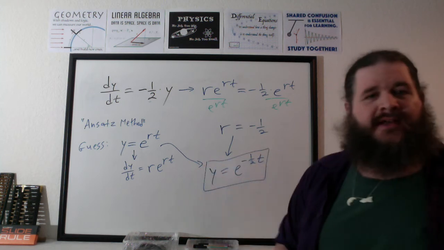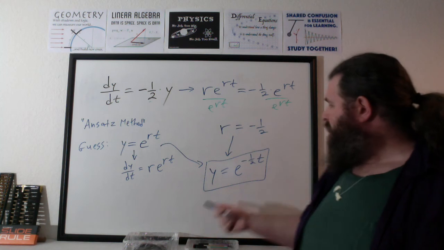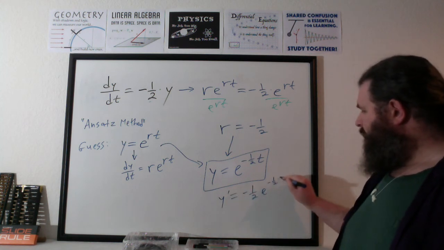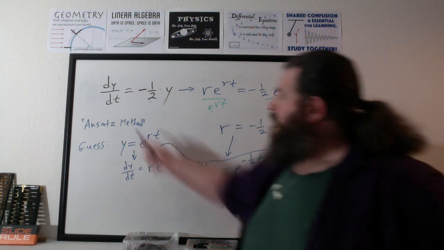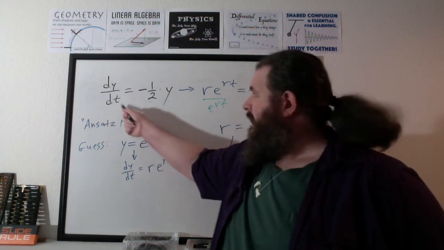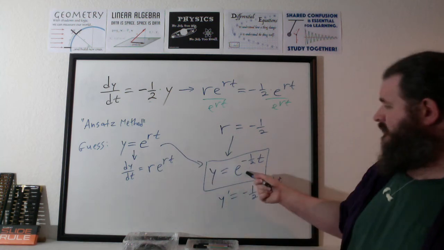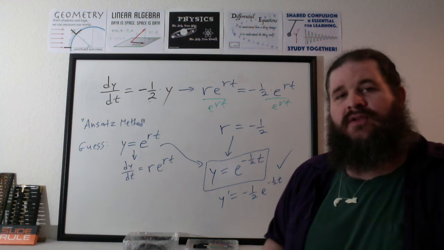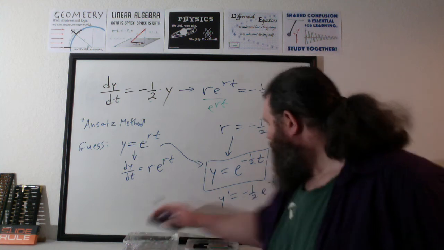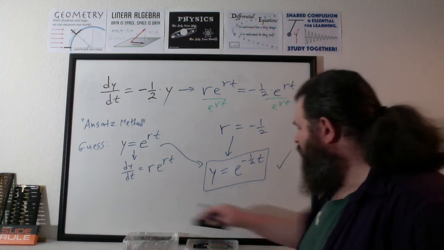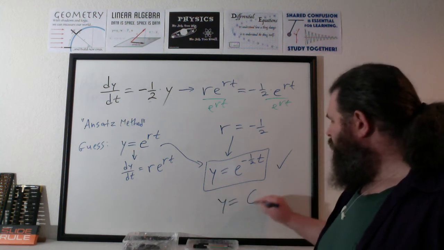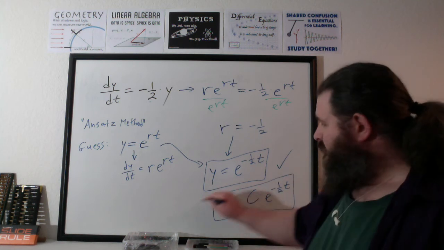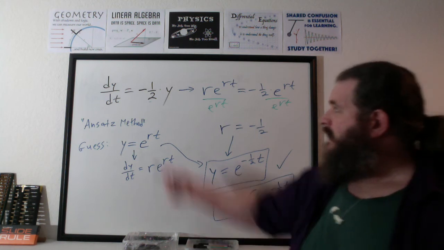And you can always check your answer by plugging it back into the original differential equation. The derivative is going to be negative 1/2 e to the negative 1/2 t. And if you plug that in, negative 1/2 e to the negative 1/2 t is negative 1/2 times e to the negative 1/2 t. So this works. This is a solution. It's not the only solution though, because just like last time, constant multipliers will not change that. So y equals c times e to the negative 1/2 t turns out to be the general solution, since any constant multiplier won't change the fact that this equation is true.